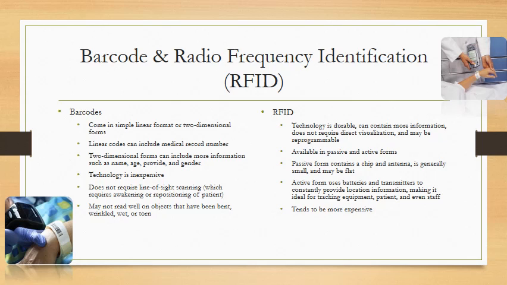Radio frequency identification is durable, can contain more information, does not require direct visualization, and may be reprogrammable. It is available in passive and active forms. The passive form contains a chip and antenna and is generally small and may be flat. The active form uses batteries and transmitters to constantly provide location information, making it ideal for tracking equipment, patients, and even staff. It tends to be more expensive.